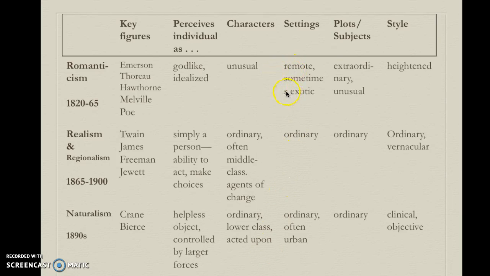In settings, oh, forgive my typo here, we see remote, sometimes exotic settings. In realism, though, the settings become ordinary. Same in naturalism. Sometimes we see more urban settings in naturalism, although that doesn't really fit with what we're reading this week. The plots and subjects in realism and naturalism both tend to be ordinary. We get ordinary vernacular style in realism with a slightly more clinical and objective style in naturalism. I hope this chart helps you visualize some of the differences between these movements.